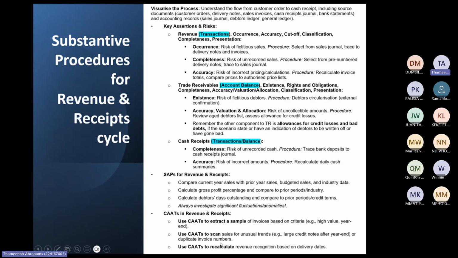And then, of course, you can use CAATs to scan sales for unusual trends, for large credit notes, and so forth. And you can use it to recalculate revenue and whatever the case might be, and base it on delivery notes. Oh, the other thing we never spoke about is credit notes.